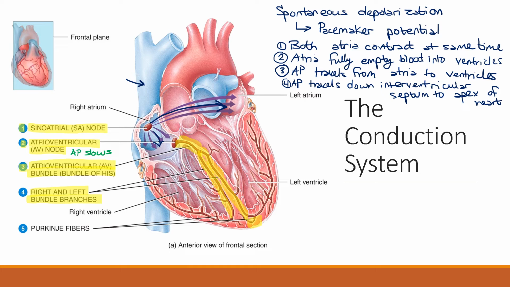Now finally, at the apex of the heart, we have these really large diameter Purkinje fibers. And these are going to be axons that rapidly conduct the action potential beginning at the apex of the heart towards the remainder of the ventricular myocardium. So these Purkinje fibers will propagate the action potential up through the rest of the ventricles.